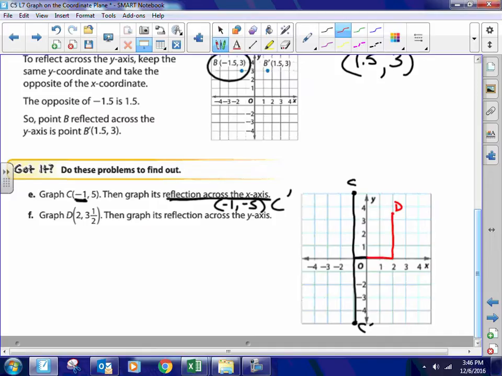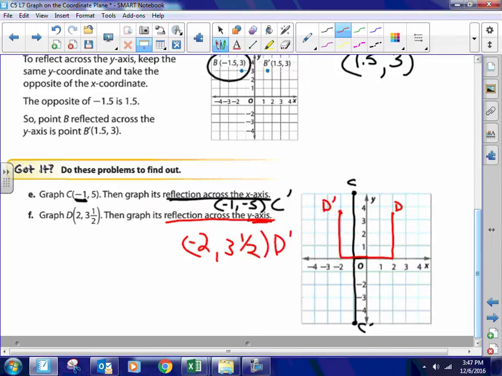Now, they want us to reflect it across the y-axis. As you notice, I am underlining reflection across the y-axis. When I do that, I'm emphasizing that, look, it's the y I'm keeping. So I'm going to keep the y at 3.5. Then I take the 2 and take the opposite of it, right? Not hard to do. So now we go -2 and then up to 3.5.